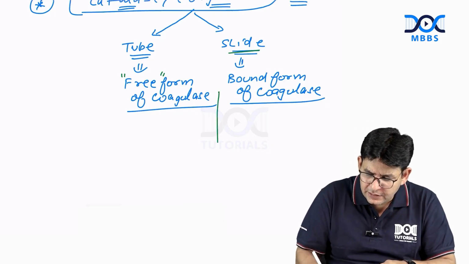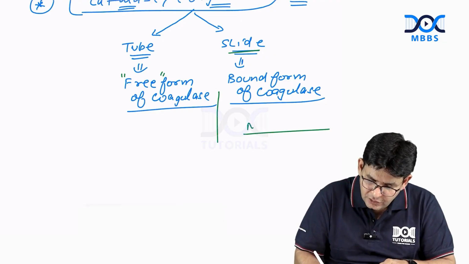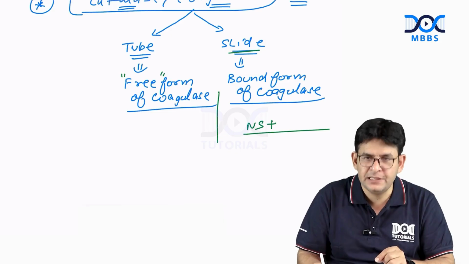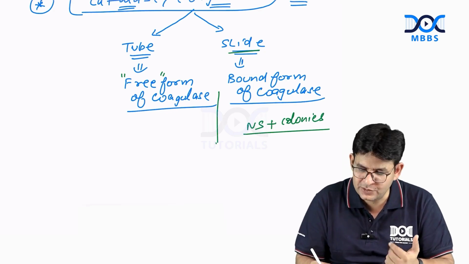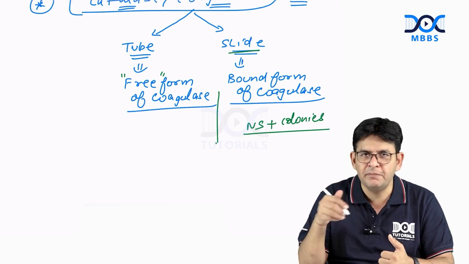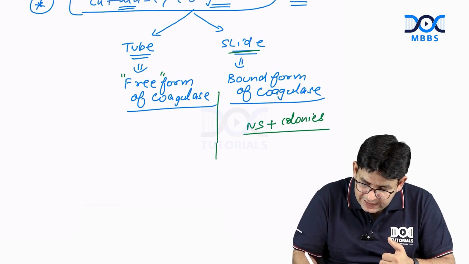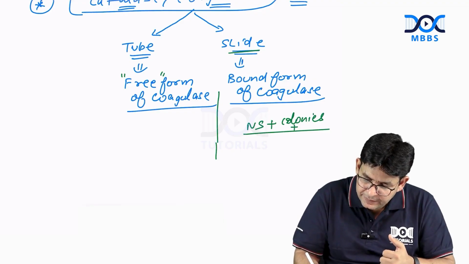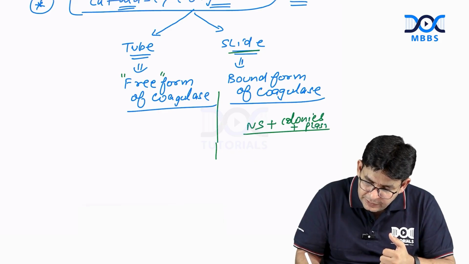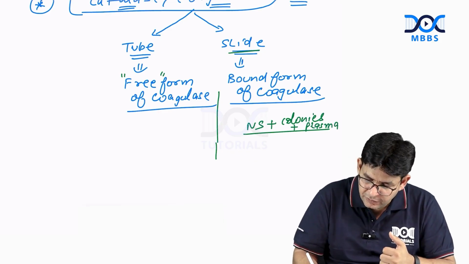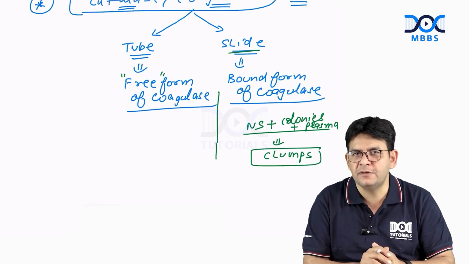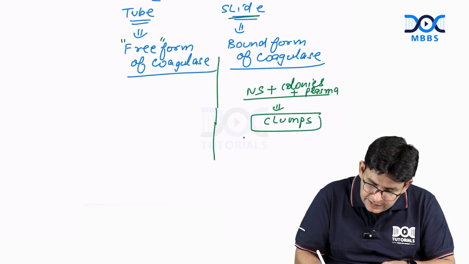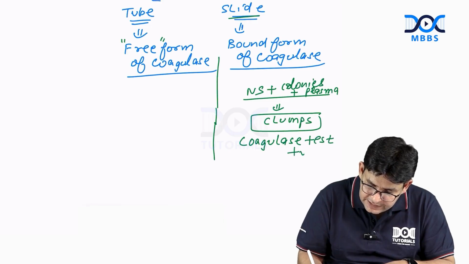And how do you do that? You take the slide. On that you take normal saline. And in this normal saline, you mix the colonies of the Staph aureus. Obviously, you're doing it for Staph aureus only. So normal saline and you mix the colony, you have a milky emulsion. And in this milky emulsion, you add the plasma. And after adding the plasma, what you observe, guys? You observe clumps. If the clumps come, that means the slide coagulase test is positive.